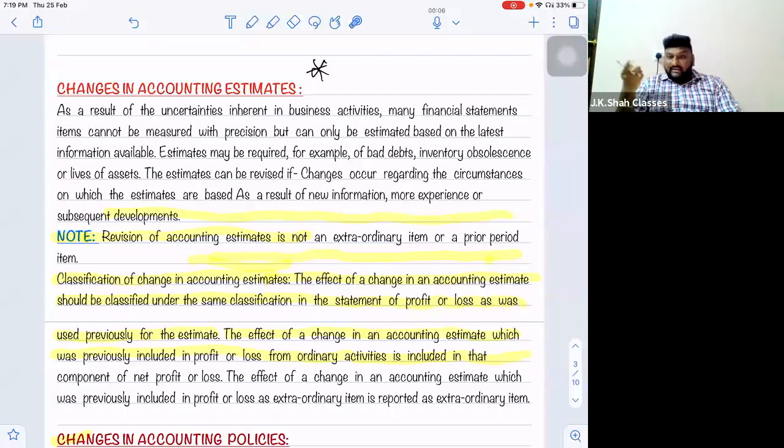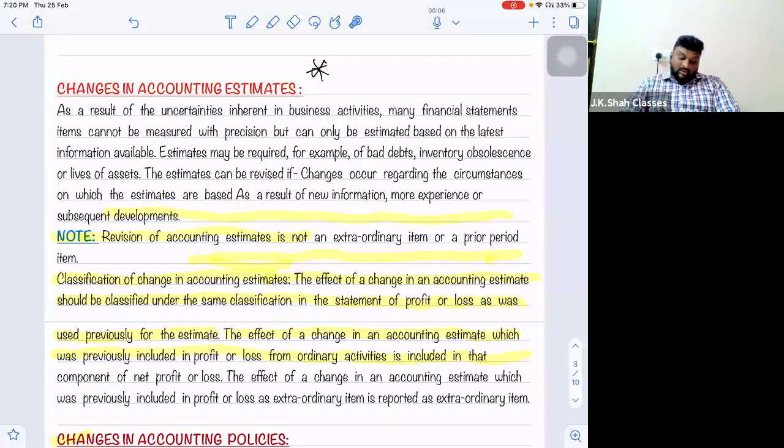Are you getting this point? So there will be a change in the amount of depreciation, and the change in the amount of depreciation can be considered as what? A change in estimate. Now, depreciation is an ordinary item. So when you change the amount of depreciation, that will again be classified as what? An ordinary item.